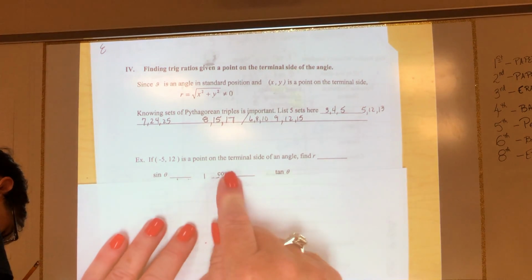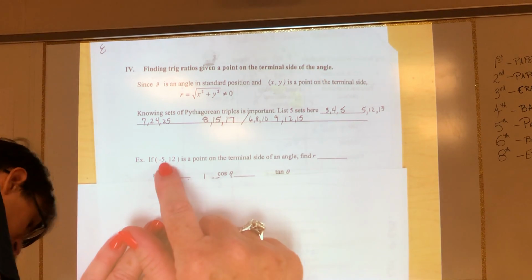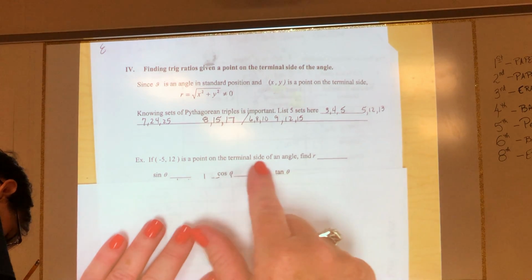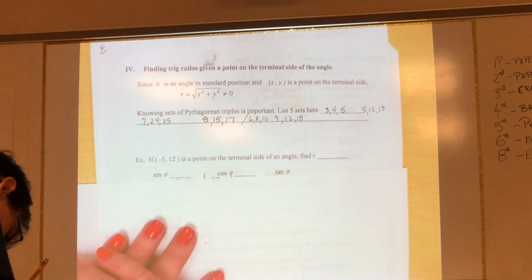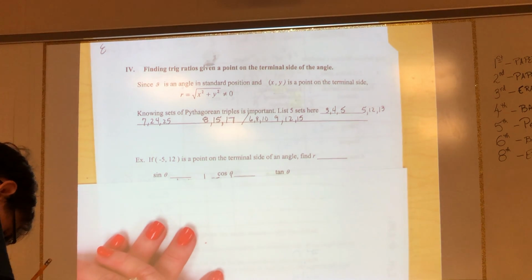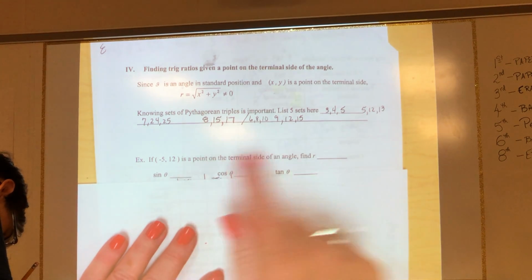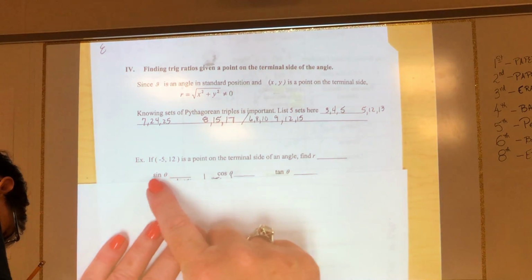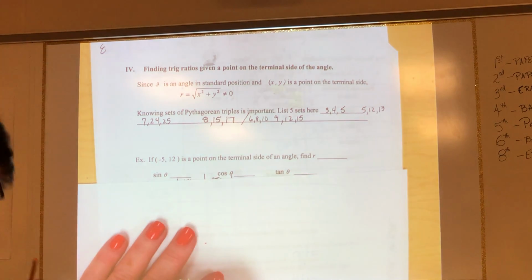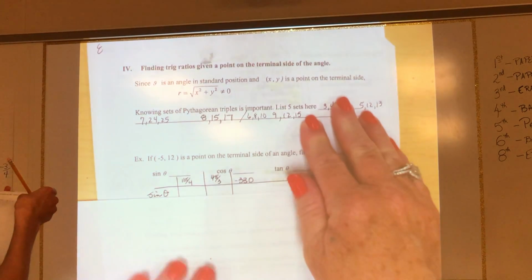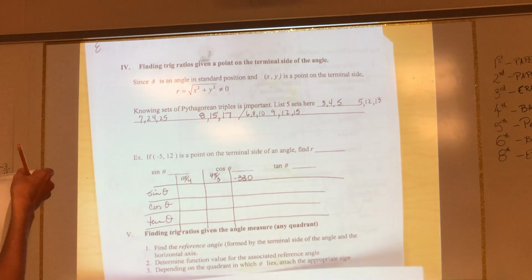All right, so here's the next question. If negative 5, 12 is a point on the terminal side of an angle, can you find r? Yes. How? No, x squared plus y squared equals r squared. Perfect, so you would find r. And if you know x, y, and r, can you find sine, cosine, and tangent? Yes. Skip, yours is blank right there, but you're fixing to write it.